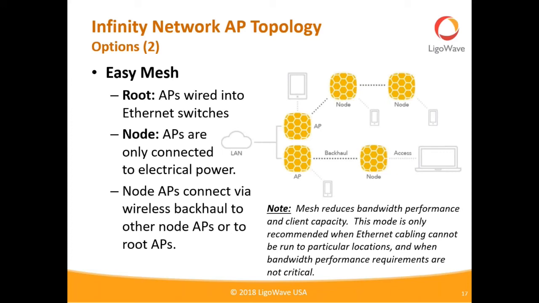Note, if you're using mesh, you are going to compromise both bandwidth performance and client capacity, and that's not just for us, that's true universally across all AP vendors. It is just the nature of how mesh operates. We only recommend using this mode when cabling is absolutely impossible, and when the bandwidth performance requirements for where that remote node is going is not critical. So I need coverage, and as long as the user is getting something decent, I'm fine. But they're not going to be streaming parallel 4K video off of that node.